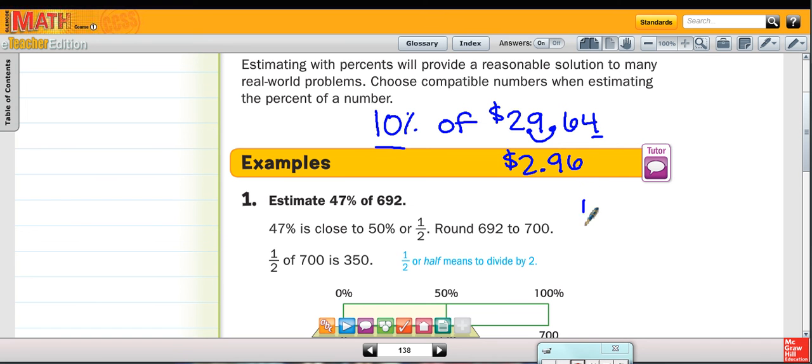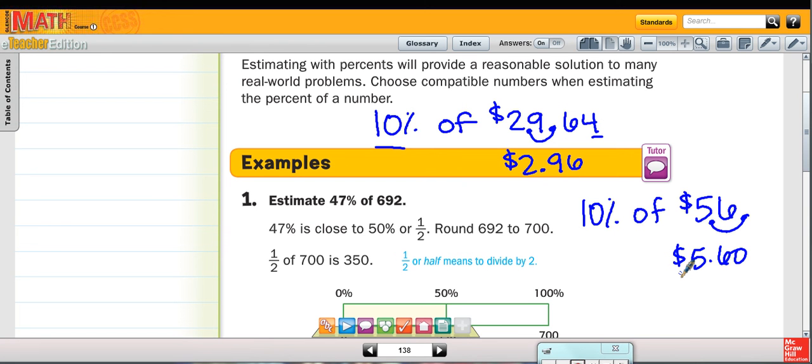Okay, let's try this one. What if I have 10% of $56? Where's my decimal in 56? Tori? Right here, right? So if I want to find 10% of it, what am I going to do with that decimal? Valerie? Which gives me $5.60. You see how that works with 10%?